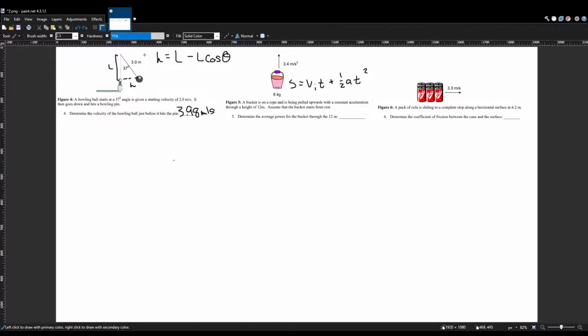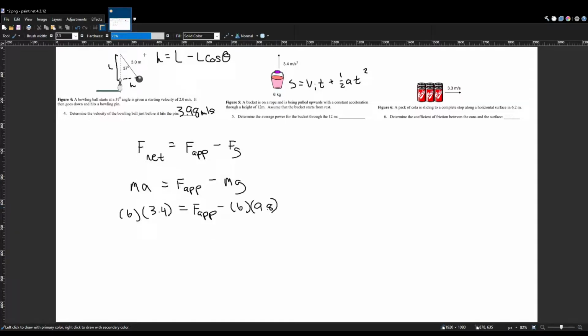So from this, we can say that our force net is going to be equal to force applied minus force gravity. And per Isaac Newton, force is equal to ma, so force net is equal to ma. Always plug that in there. Force applied, we don't quite know, so we'll keep that as force applied minus force gravity, which is of course just mg. So ma, m is given as 6 kilograms, a is of course 3.4 meters per second squared, equals force applied minus 6 times 9.8.